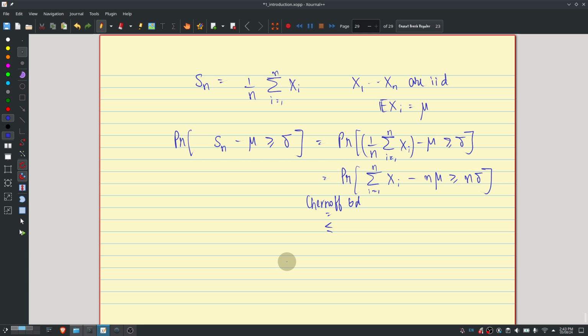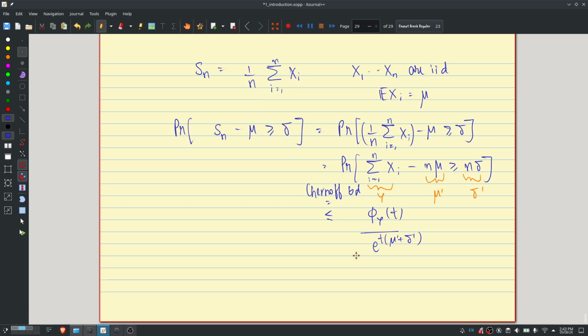Correct. And what is the random variable? Summation xi, right? So let's maybe do it slowly. If I call this y, if I call this mu prime, and this quantity delta prime, what do I get? This is phi y of t, just to make sure that we keep track of what random variable we're considering, divided by e raised to t times mu prime plus delta prime.